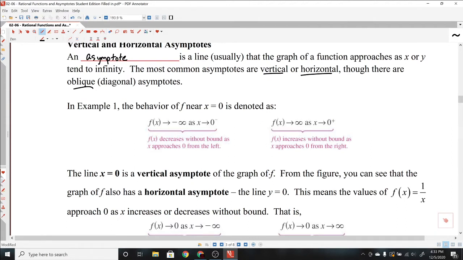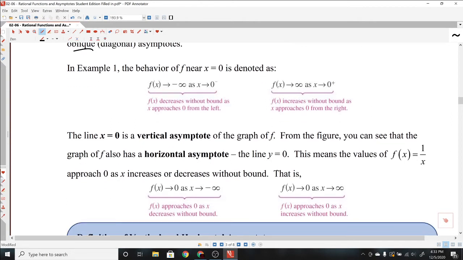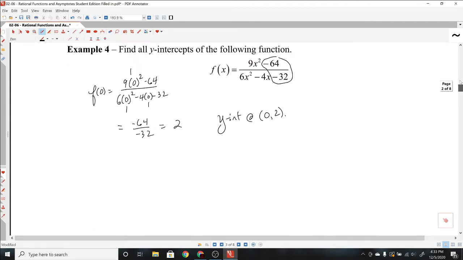So what I want to do is, I'll read this now and then I'll go back and take a look at it. From the figure, you can also see the function has a horizontal asymptote, the line y equals zero. By the way, the line x equals zero is the y-axis, and the line y equals zero is the x-axis. So let's go ahead and take a look back up at the top and see the graph of that function.